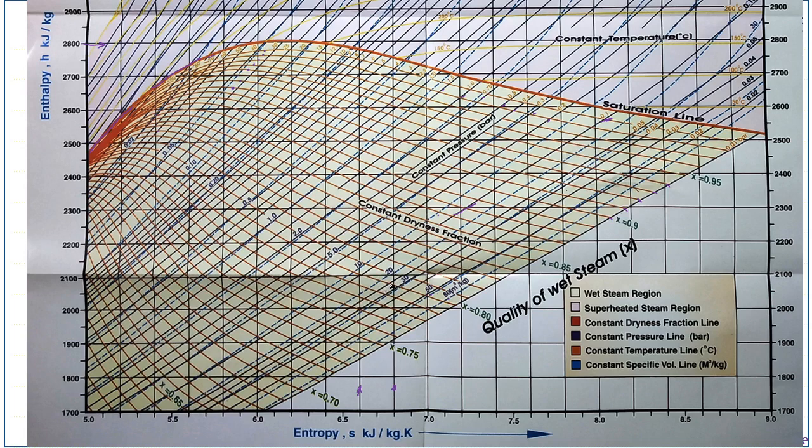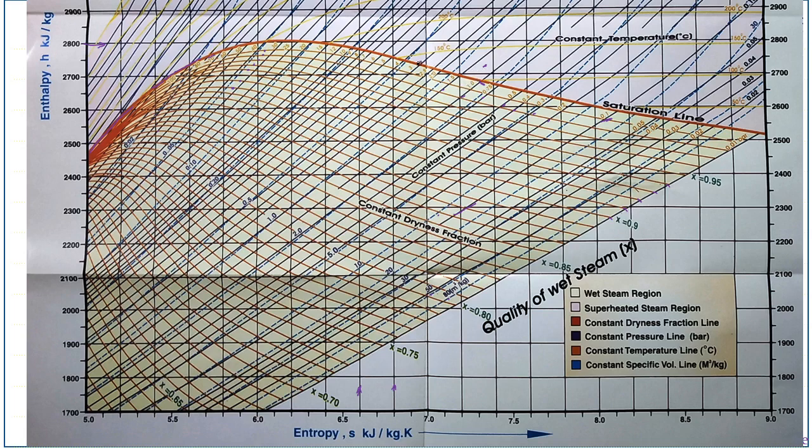Then the yellow region below this saturation curve is known as the wet steam region. Whatever is above this saturation curve is known as the superheated region. So steam above this curve is in the superheated state, whereas below this curve it is in the wet state.